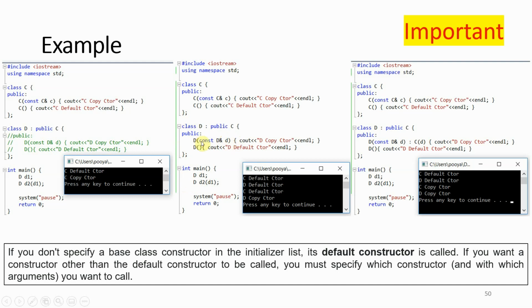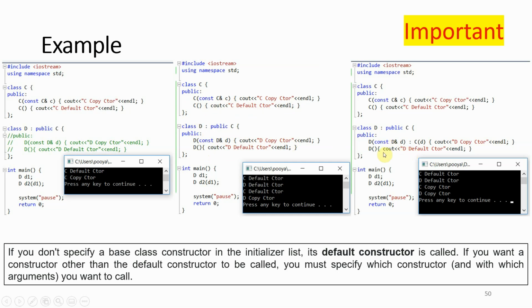So when we don't have anything, this is going to call the default constructor of class C, not the copy constructor, but the default constructor of class C. Okay, so that's why it says C default constructor. Once this is done, it's going to return, and then it's going to write down the copy constructor.